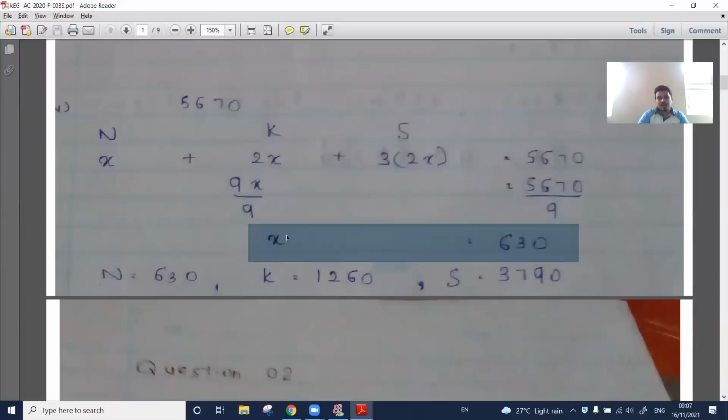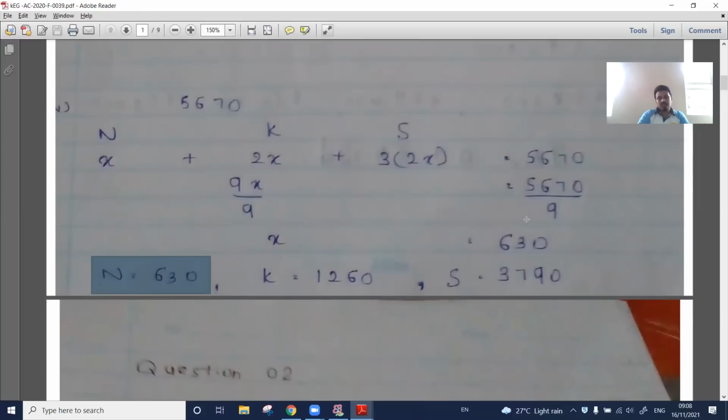630. We took x to stand for whose amount? The amount received by Nimal. We took the amount Nimal receives as x. So who receives this 630? That is the amount received by Nimal. Nimal gets 630, right? Kamal gets 2x.